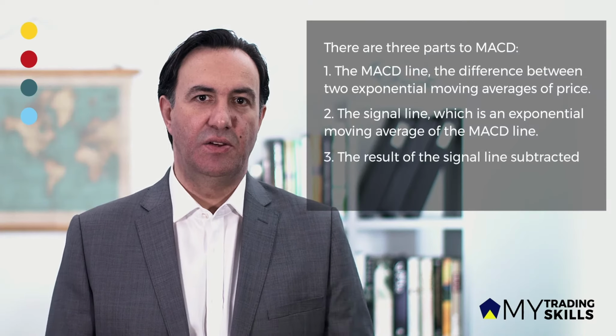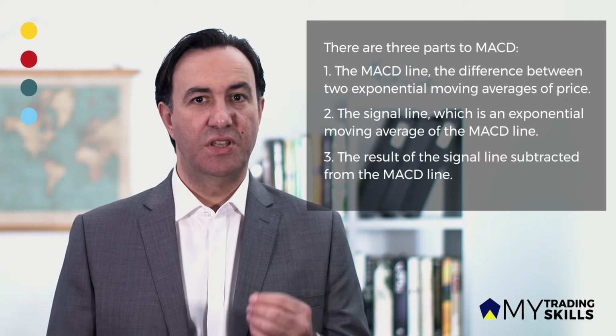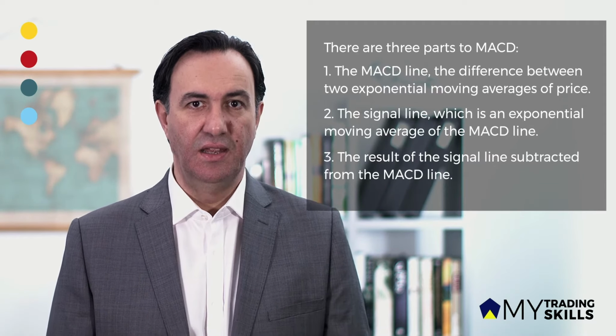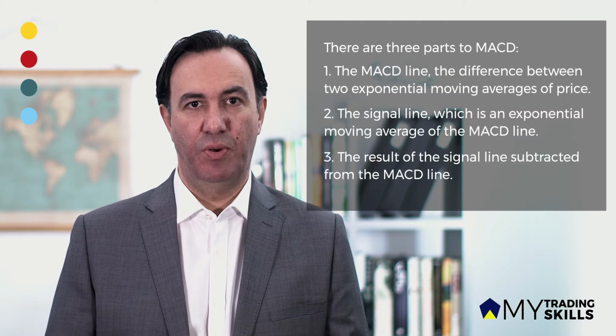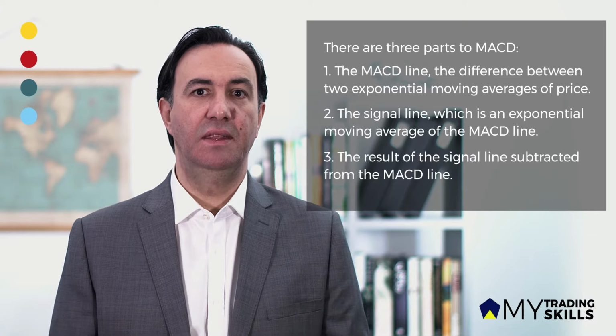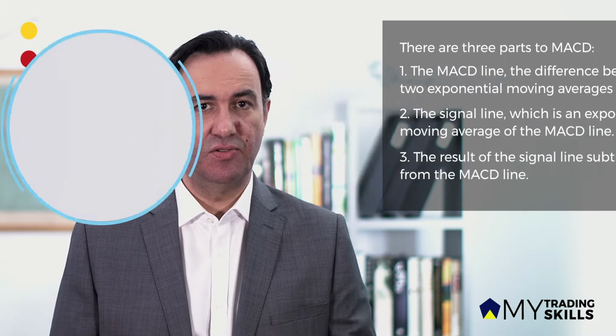The third part of the indicator is to subtract the signal line from the MACD line. This value fluctuates above and below zero and it's plotted as a histogram. Okay, I am a bit lost now. Can you give us an example that shows how this calculation works?